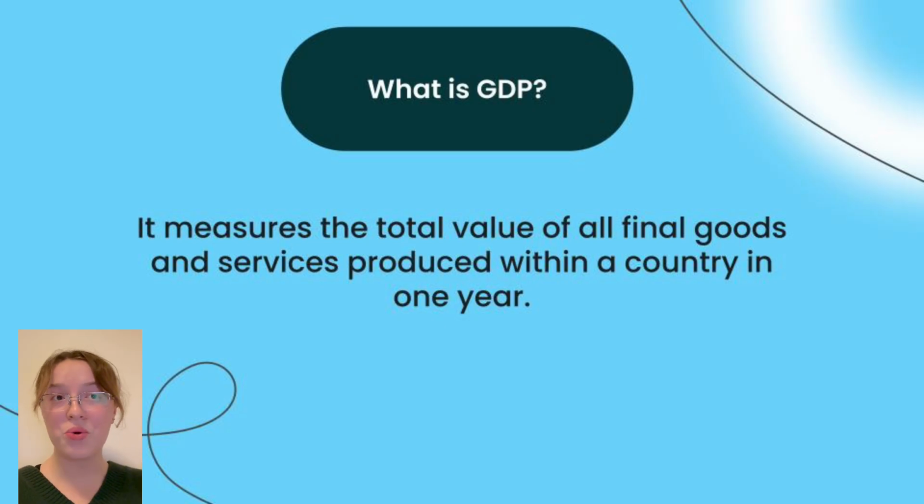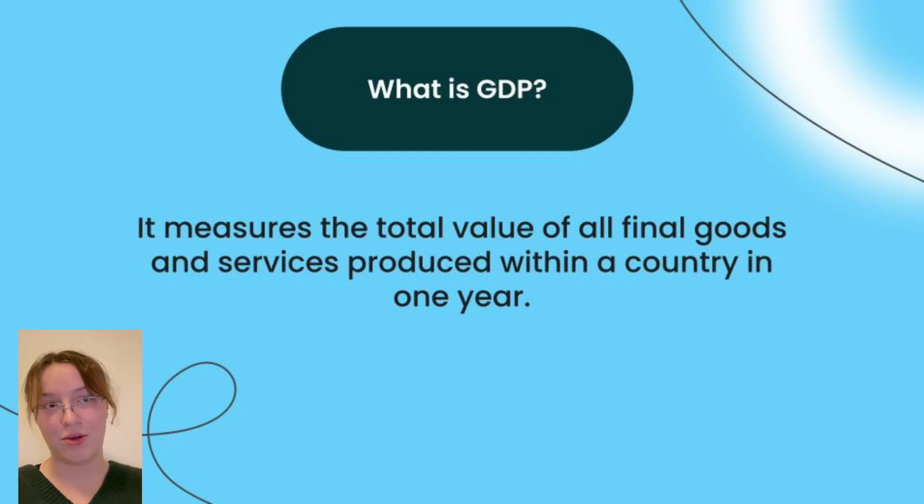It measures the total value of all final goods and services produced within a country in 1 year. This includes things like food, housing, healthcare, education services, and transportation. So essentially, GDP tells us how much a country is producing and selling in its economy.